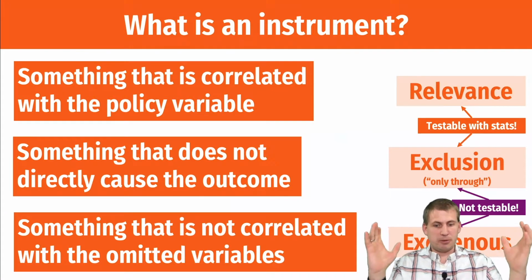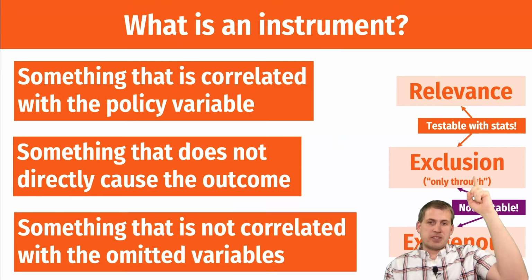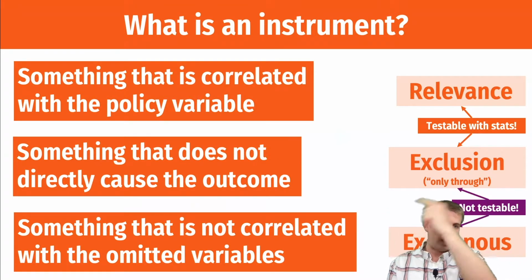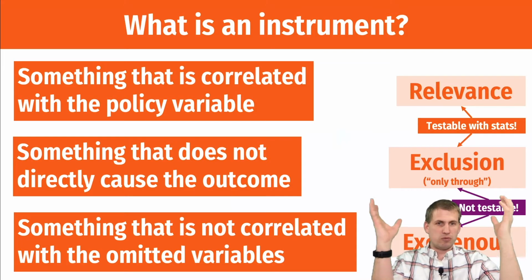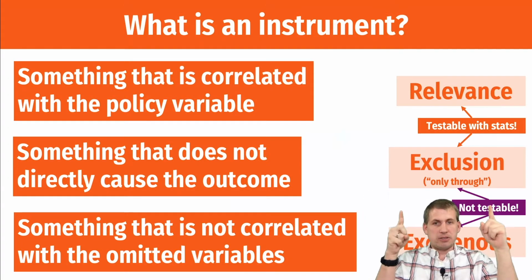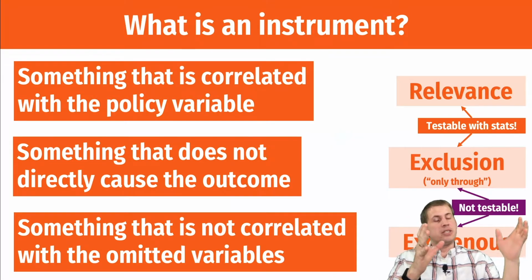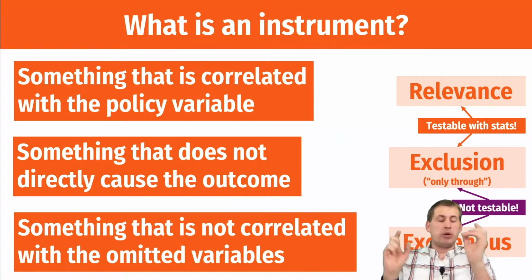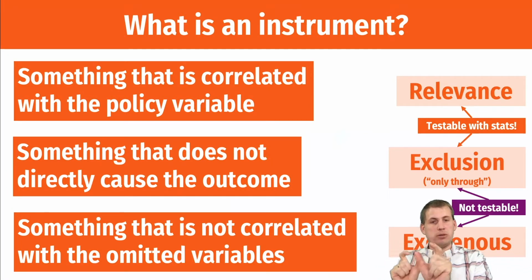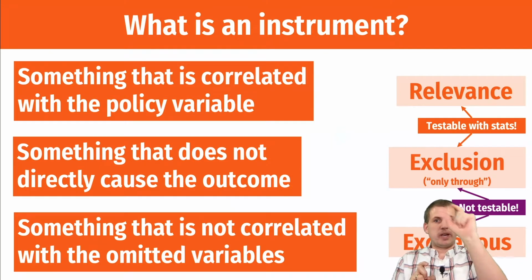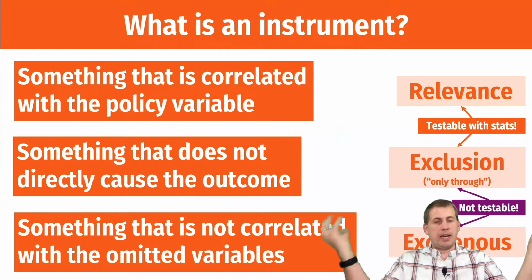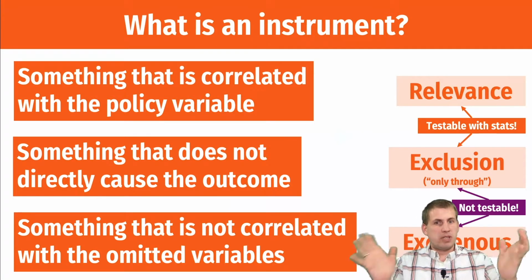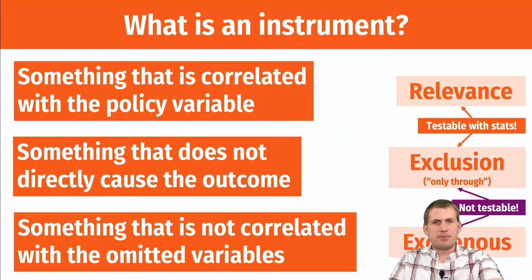So again, I'm going to repeat it so you can remember this. The relevance thing means that the instrument is related to the policy. It has some sort of causal effect on the policy or some correlation with the policy. The exclusion principle is that your instrument is related to the outcome, it causes the outcome, but it only does it because it goes through the policy. And there's no other way to get from the instrument to the outcome unless you go through whatever your program is or whatever your policy is. So keep that in mind as we talk about these things here.